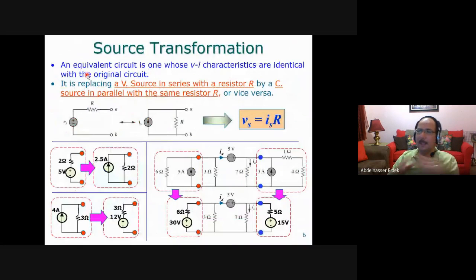The third theorem here is called source transformation. Source transformation is useful when you want to transform a voltage source to a current source or a current source to a voltage source. We know that we don't have a current source in reality. So if, for example, you have a circuit with a current source and you want to do it in the lab, you need to convert the current source to a voltage source.